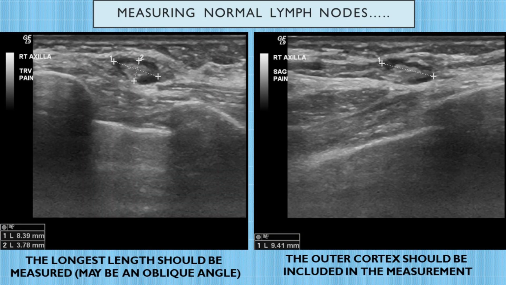Measuring normal lymph nodes. The longest length or longest lie of the lymph node should be measured. Most commonly, this will be at an oblique angle. The outer cortex, this is the hypoechoic portion of the lymph node, should be included in the measurement of the lymph node, as it's actually part of that lymph node.